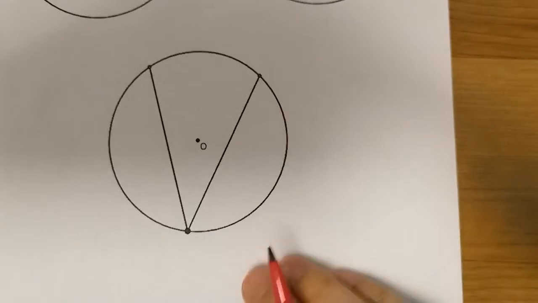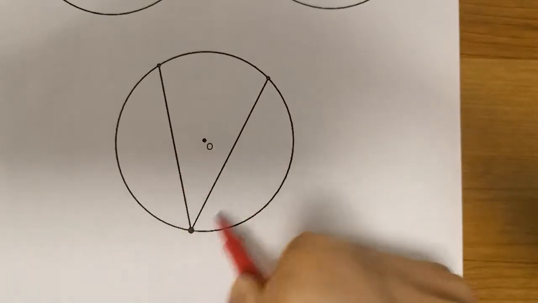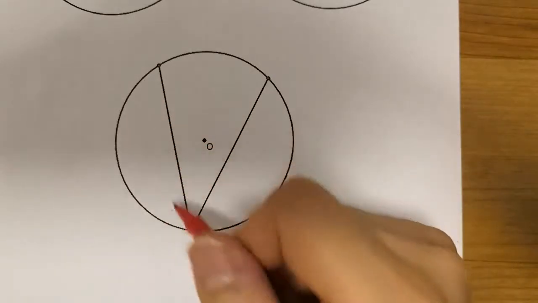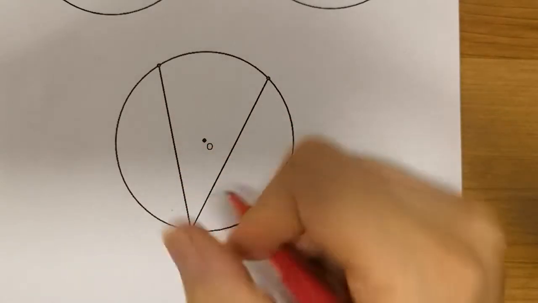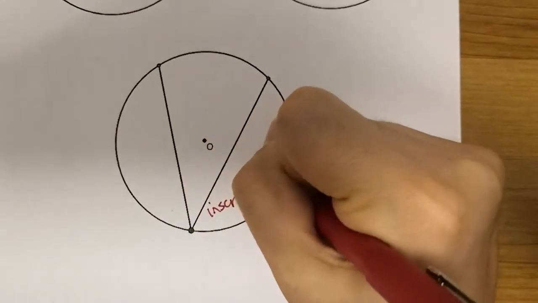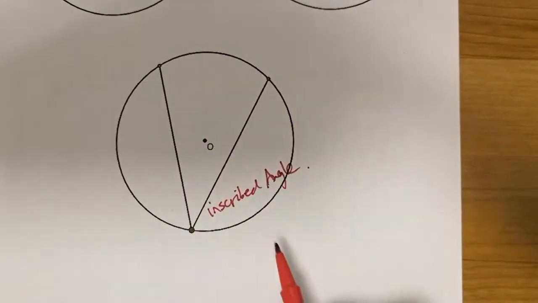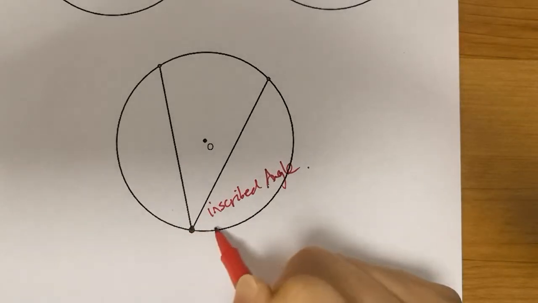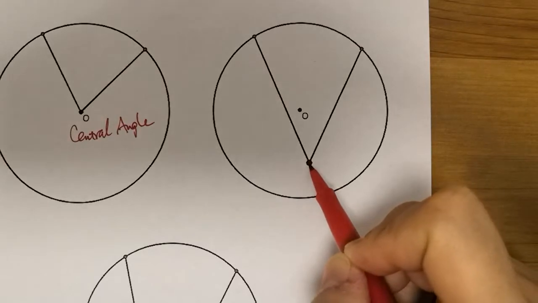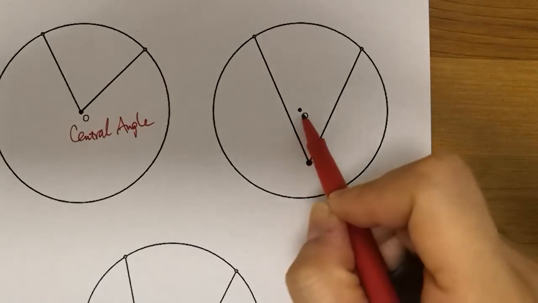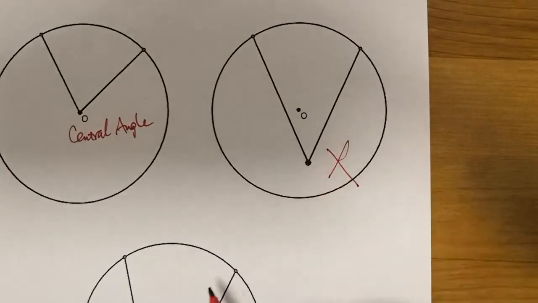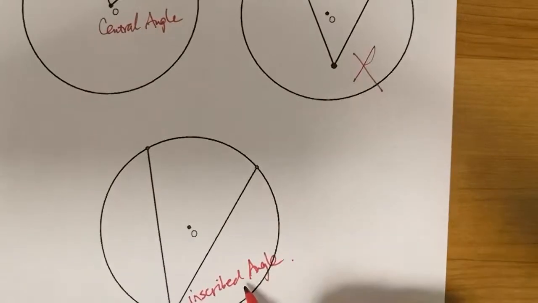Then if the vertex of the angle is on the circle and two sides of the angle are formed by two chords, then that is an inscribed angle. Okay, so a non-example will be like this. If you look at the vertex of this angle, it is not on the center and not on the circle, so it is neither. It is not a central angle, not an inscribed angle.